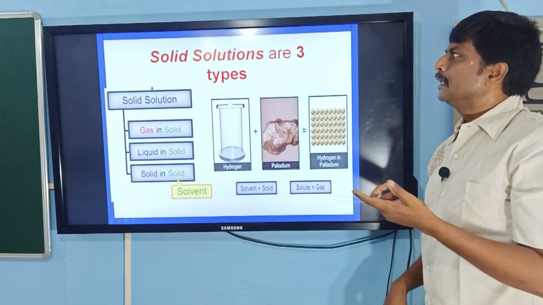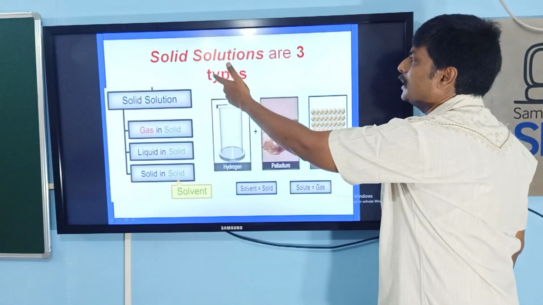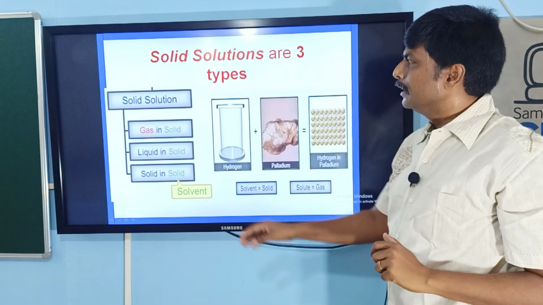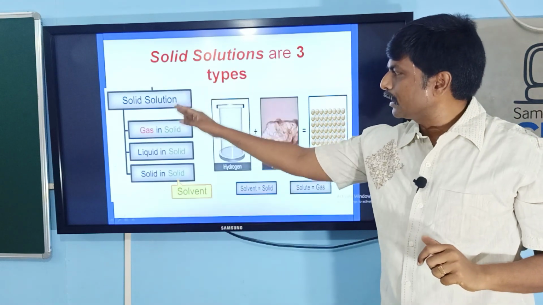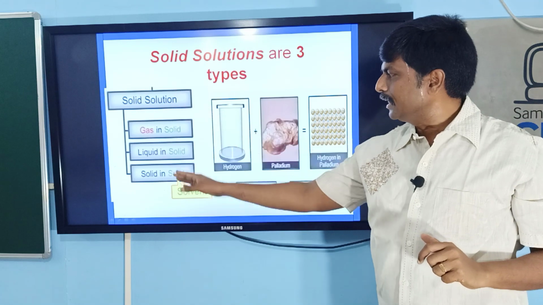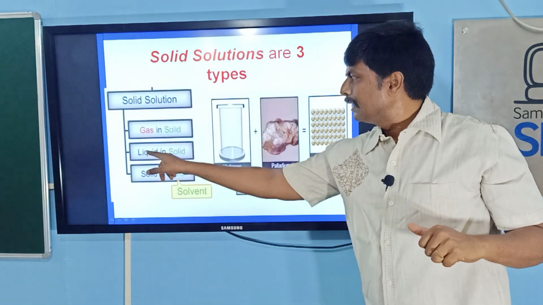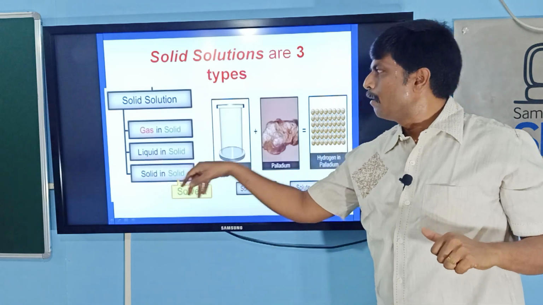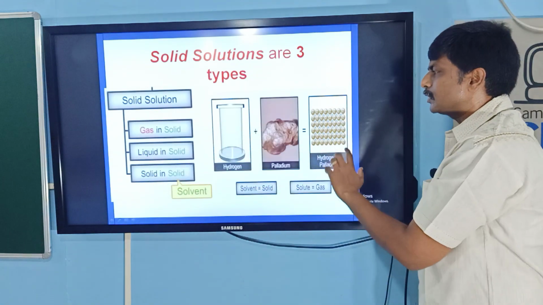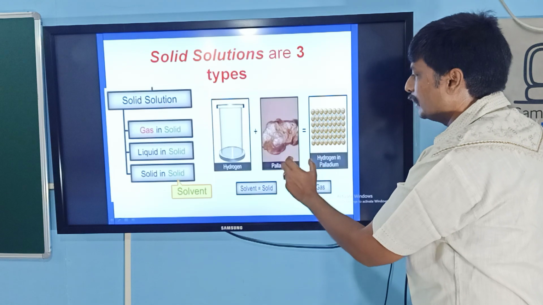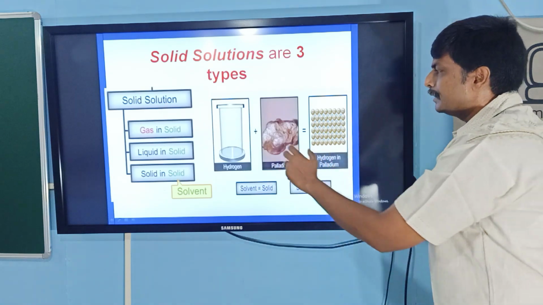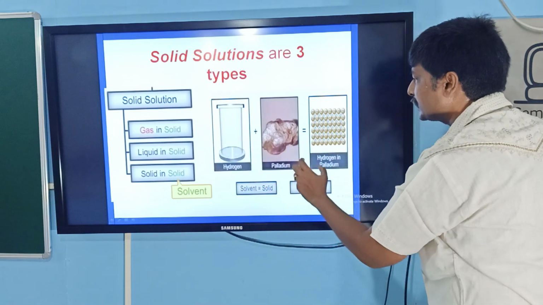Next one is solid solutions. Solid solutions are of three types. What is the solvent? Solvent is solid. Solute may be gas or liquid or solid. First one is gas in solid. You take hydrogen gas. What is the solid? Palladium. The mixture of hydrogen gas and palladium.